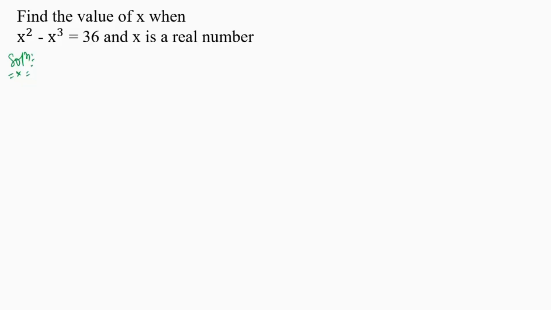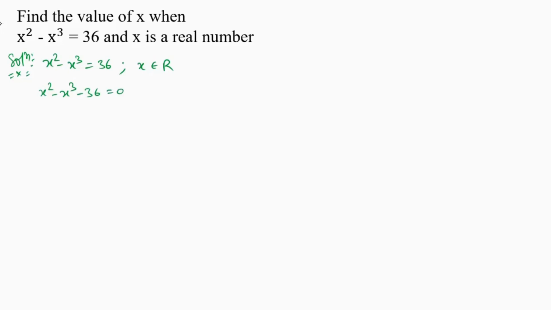Today we are going to solve a very interesting question from algebra in which we are given x squared minus x cubed equals 36, and x belongs to the real numbers. So we can bring 36 to the left hand side. We get x squared minus x cubed minus 36 equals 0.